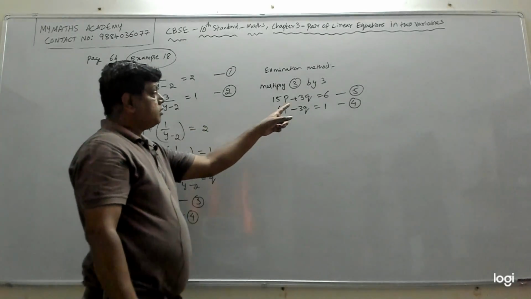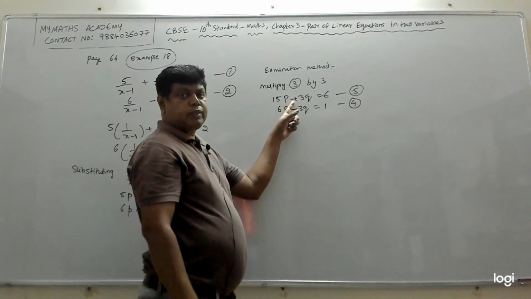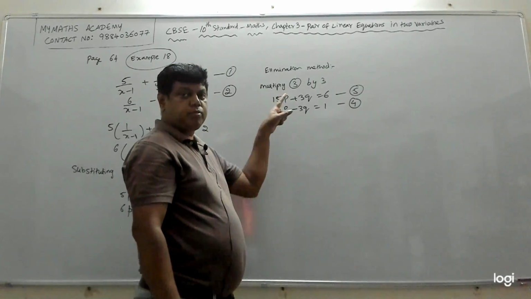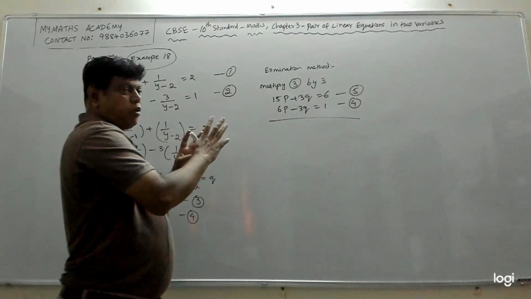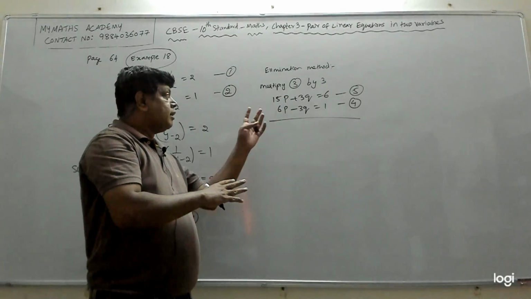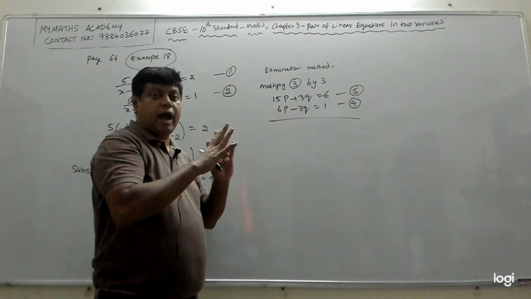Now if you observe, this is also 3, this is also 3. It has plus 3 and minus 3, that is okay. The sign can change, but the numbers are the same. Now we should add them, not subtract. Once you make the coefficient of x, y, q or p in both the equations the same, then we should add or subtract.